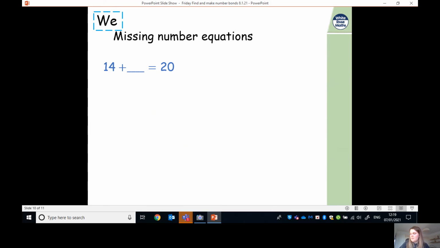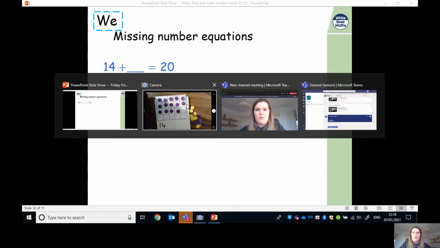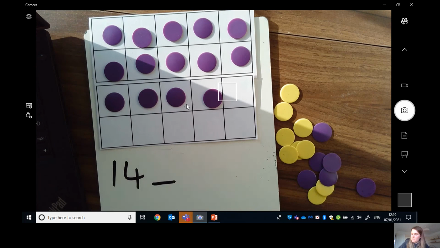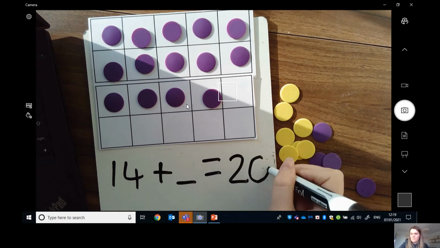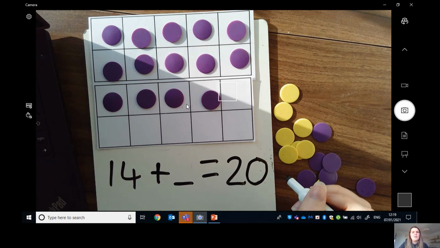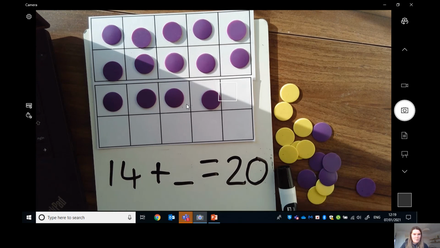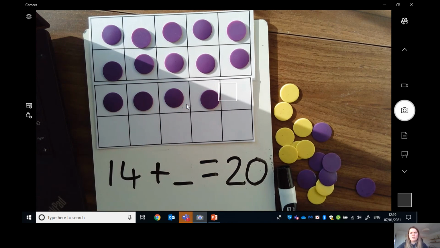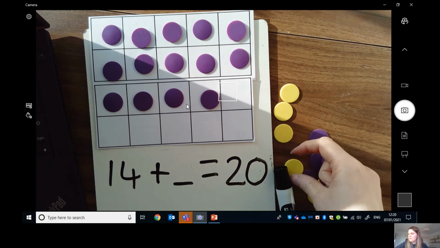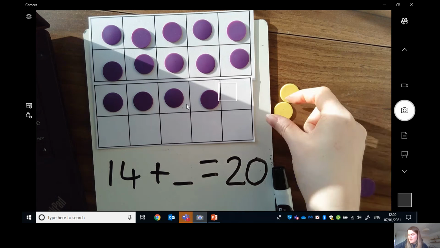So the first thing that I need to do is what? Write my equation. Okay. I'm going to write my equation. 14 plus something equals 20. What do I do next? I find my 14. Well, I've already found my 14, so well done. I've got 11, 12, 13, 14. What should I do now? Great, I need to find the missing number. How am I going to find the missing number? I put it in the squares.